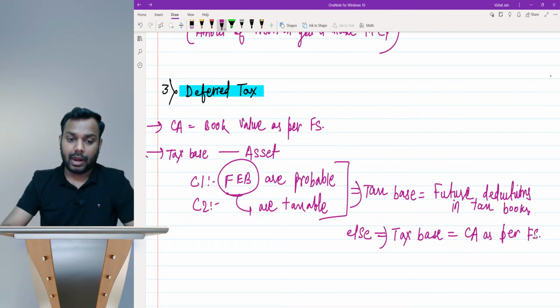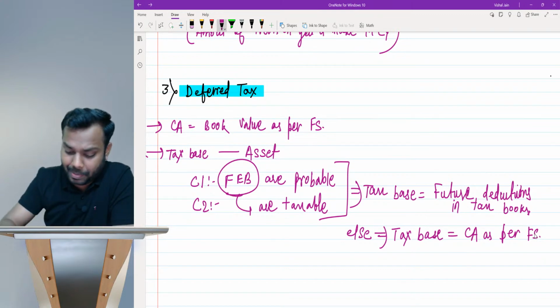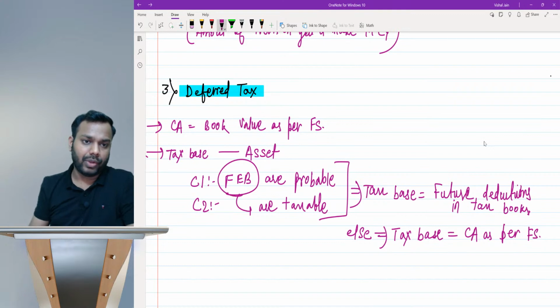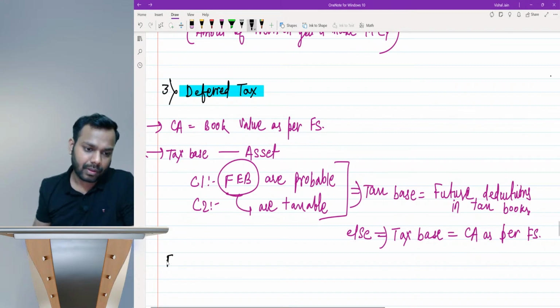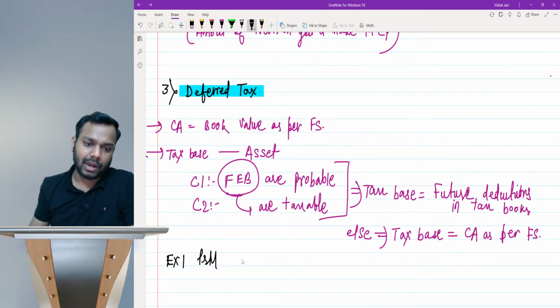Right, now let's take up another example. We have taken one example, number one, which is plant and machinery, with condition number one and condition number two.